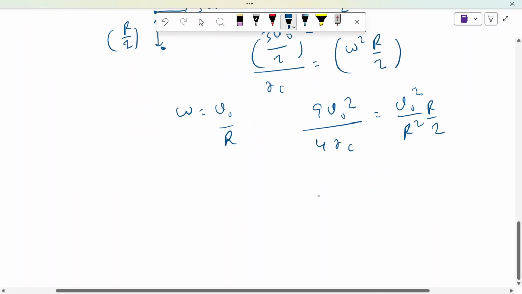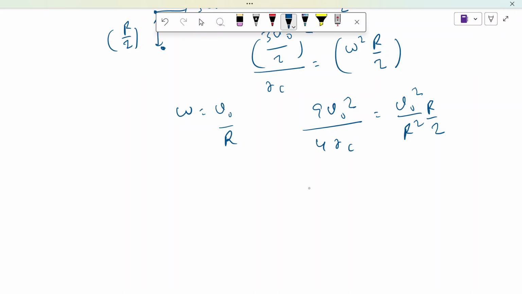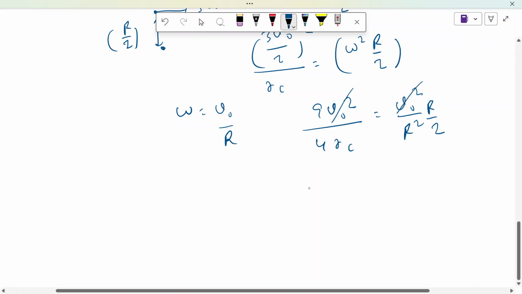That implies 9 by 4 rc should be equal to 1 by 2 r. That implies 18 r should be equal to 4 rc. That implies rc is equal to 9 r by 2.